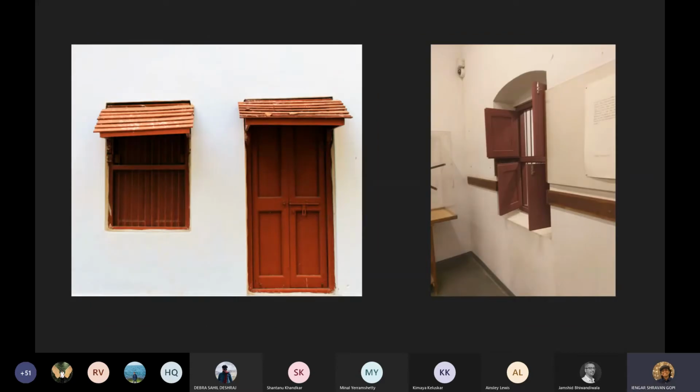And just a few more shots of the windows, the double windows, of which you see a full length version in the poles. I think we may have a picture of those later on, but yeah, the double windows.